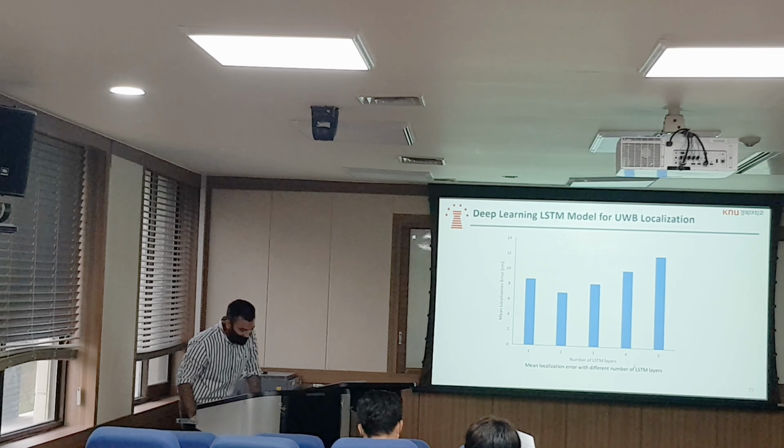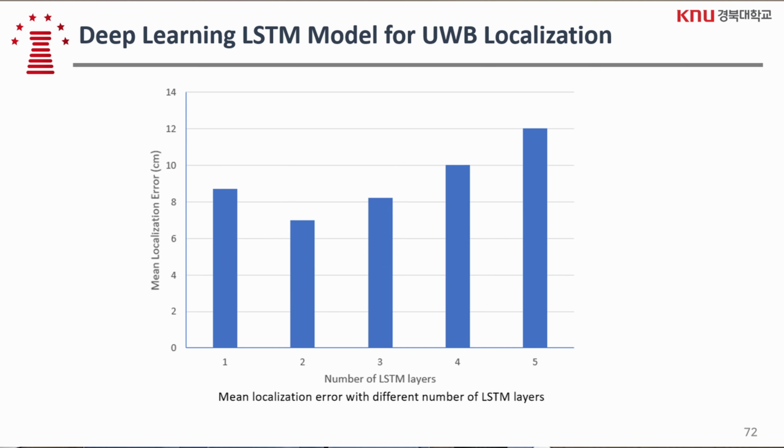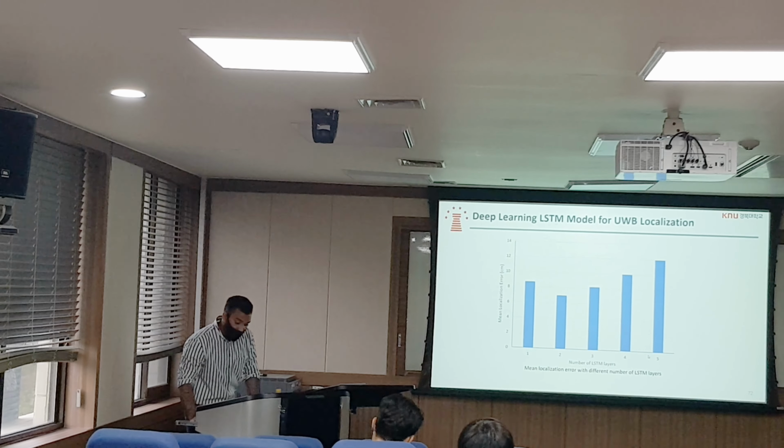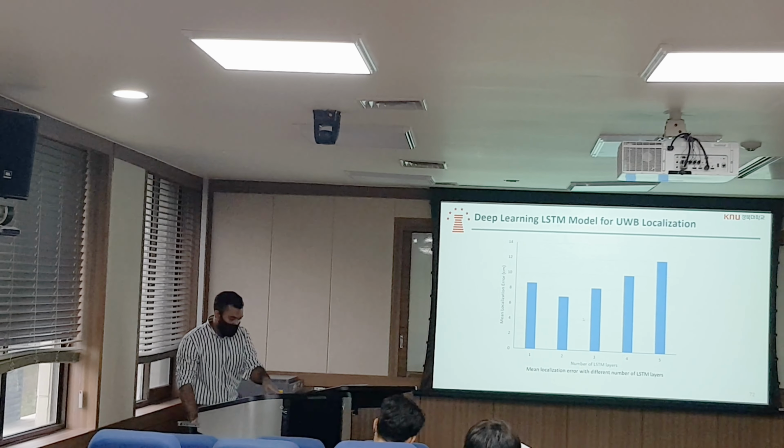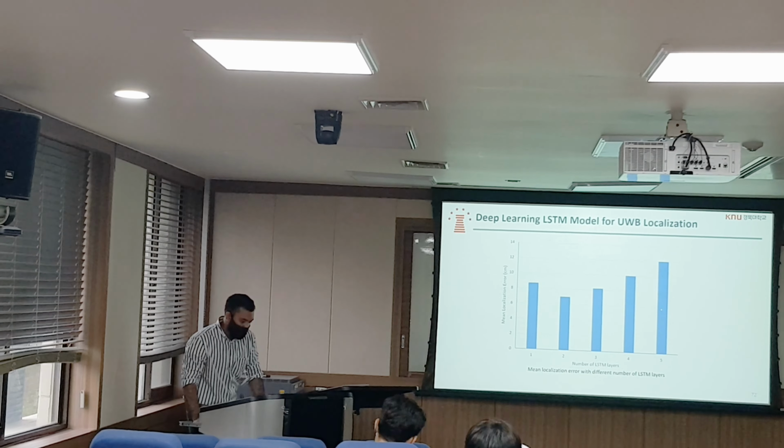We compared the number of LSTM layers against mean localization error, and found that 2 LSTM layers is best for our approach. When the number of LSTM layers increases, the localization error also increases, not by much, but it increases. Basically, it will be overfitting.